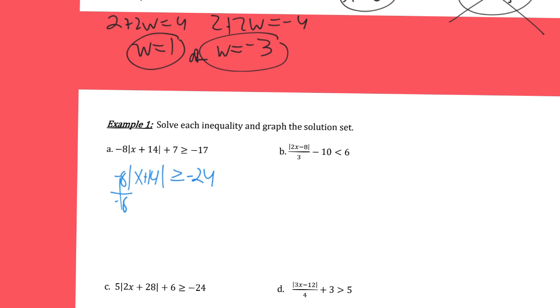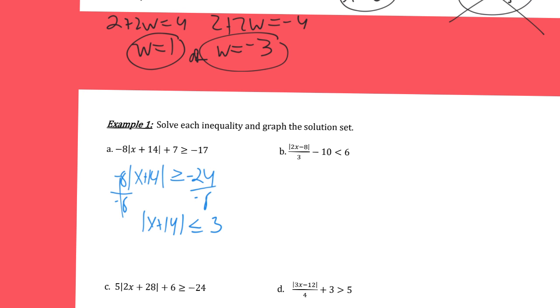And so we can divide both sides by -8, and you get x plus 14 is going to be less than or equal to 3. Remember, when you divide both sides by a negative, you get a positive, and you have to flip the sign. So that says, hey, I want my distance to be less than or equal to 3. And because it's positive on the right, you can do it.